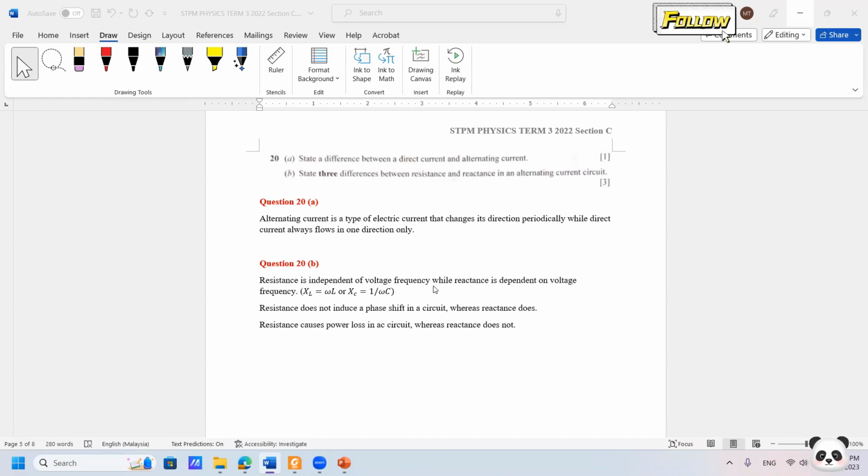Second thing is we learn about the phase shift in an AC circuit. So resistance does not induce the phase shift, but it is actually caused by the reactance. Next is about the power loss. So resistance causes power loss in the AC circuit, but reactance does not.